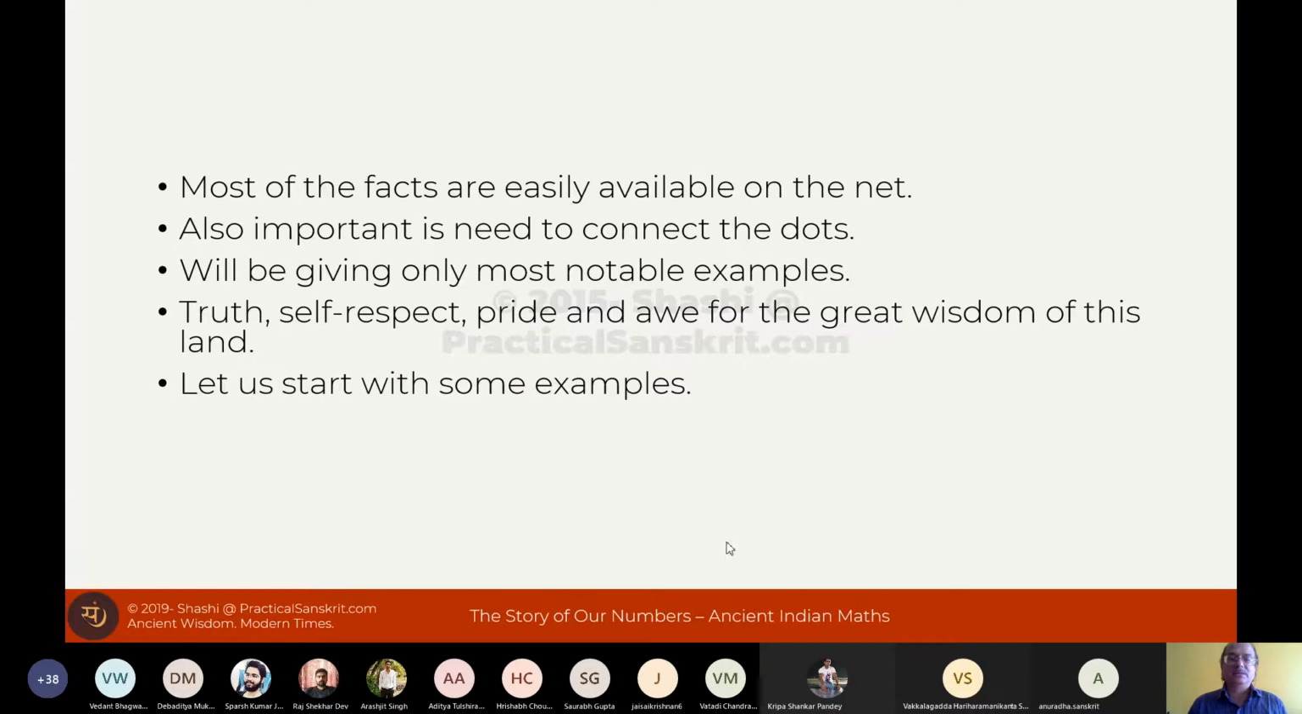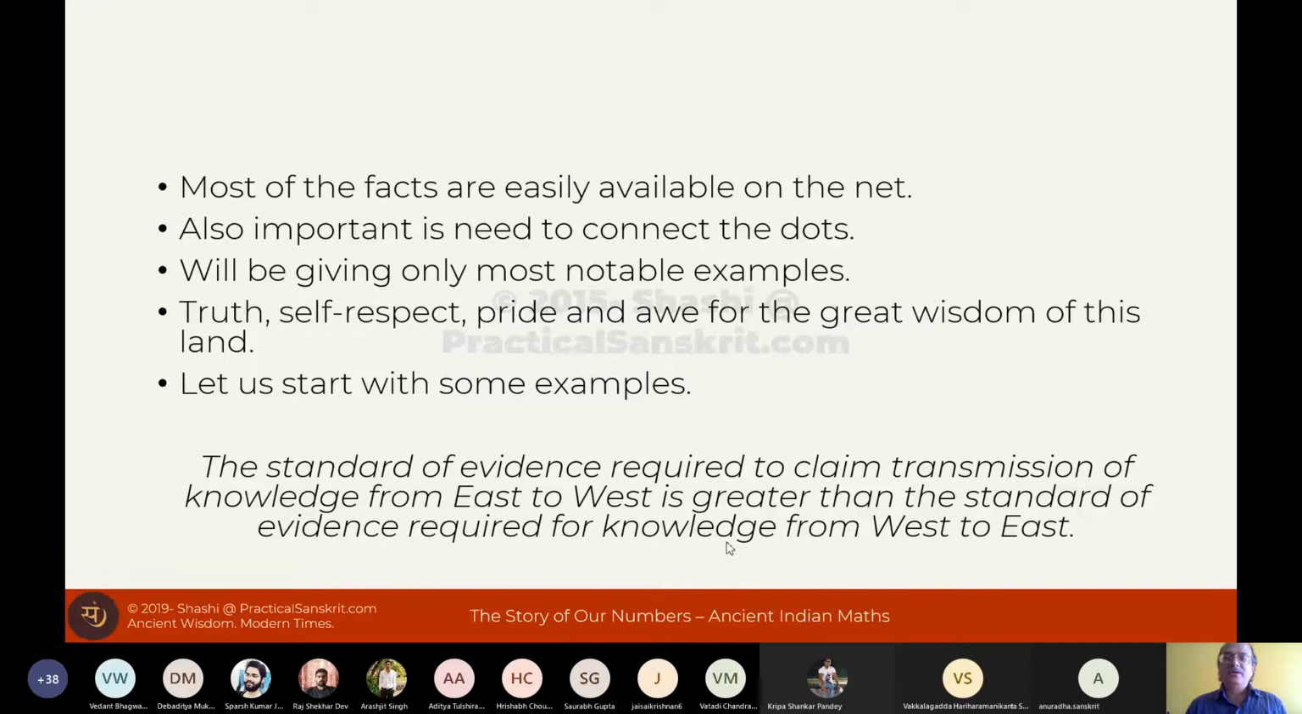And right up front, the whole thing is summarized in one sentence. The standard of evidence required to claim transmission of knowledge from east to west is greater than the standard of evidence required for knowledge from west to east. I'll give you one short example. A couple of years back, there was an article that said zero was invented in Mesopotamia. And when you look at the article, it just says that there are some spaces left blank. There's not even a symbol. It was left blank, and that suggests that they must have known zero.